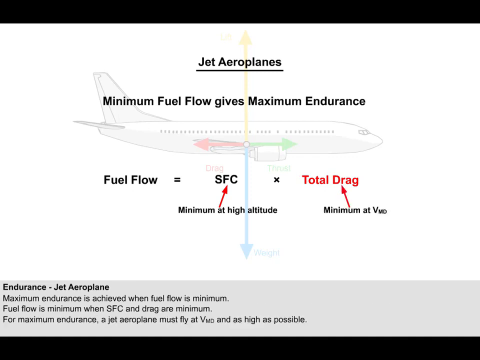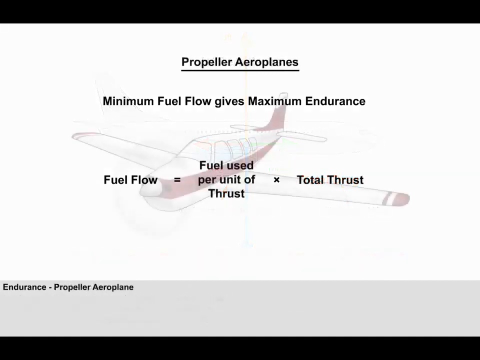To minimize drag, the jet aeroplane simply flies at the velocity for minimum drag. Therefore, VMD is the speed to fly for maximum endurance. In summary then, for a jet aeroplane to maximize its endurance by minimizing its fuel flow, the pilot would fly the aeroplane at VMD and fly as high as possible. The situation with endurance and fuel flow for a propeller airplane is very similar to that for the jet aeroplane. There is just one small difference in the formula we use.